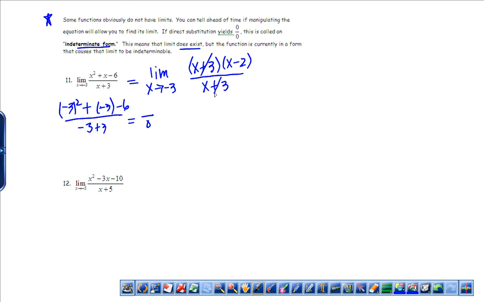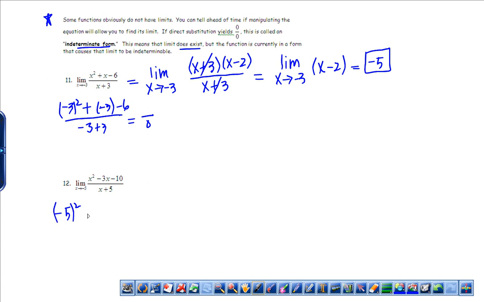So I have a hole. Remember, that means that you have a discontinuous function. So this means the limit as x approaches negative 3 is x minus 2. So your function approaches negative 5.